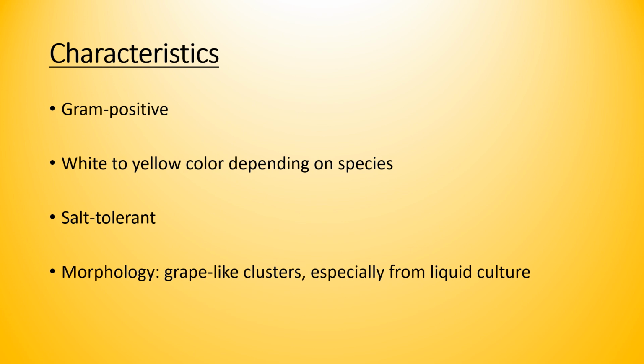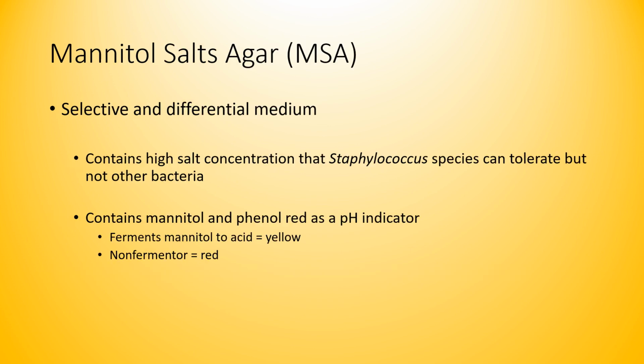When you look at the morphology of it under the microscope, it has this classic cluster. It looks like a bunch of grapes. This is especially true if you take the sample from a liquid culture. Sometimes you still see it from a solid culture, like if you take it off a petri dish. But it's just classic grape. Looks like that bunch of grapes. It's gram-positive. That's probably going to be Staphylococcus.